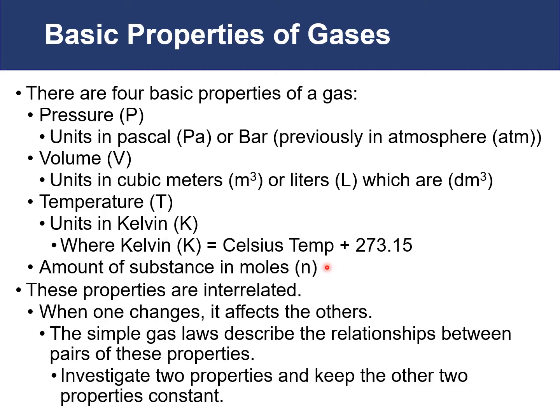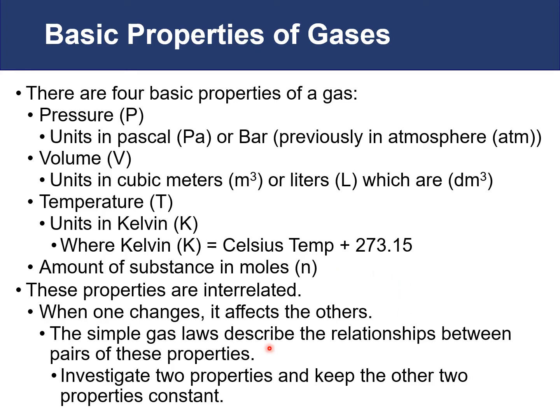Now, each one of these properties themselves are interrelated. So the pressure, volume, temperature, and number of moles, as we will see in subsequent videos, are all interdependent on each other. When you change one, it affects the others. If we double the number of moles, while keeping pressure and temperature the same, for example, we end up doubling the volume. So when one changes, it affects the others.